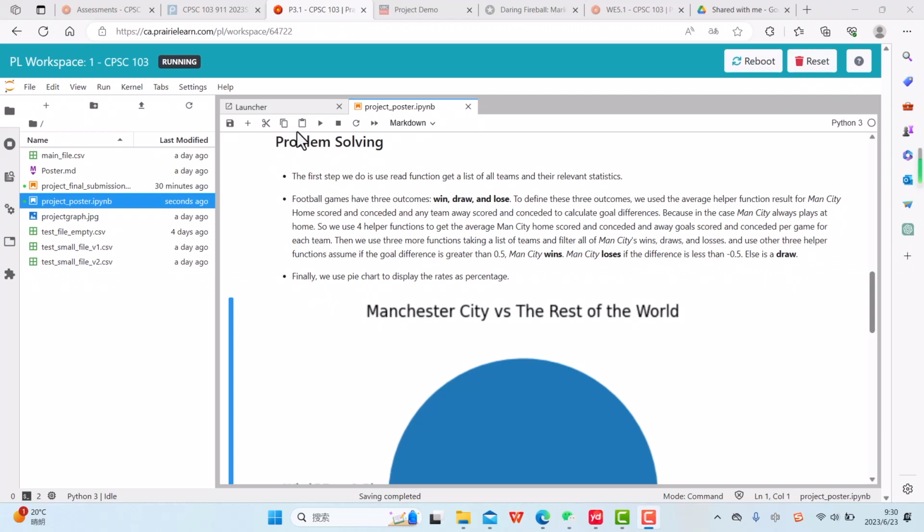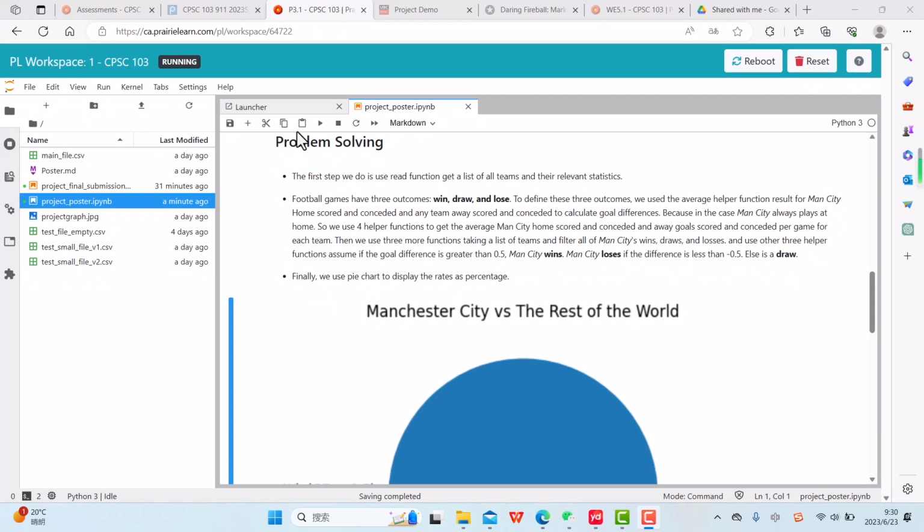and their relevant statistics. A football game has 3 outcomes: win, draw, and lose. To define these 3 outcomes, we use the average helper function results for Man City home scored and conceded and any team away scored and conceded to calculate the goal difference. Because Man City always plays at home, we use 4 helper functions to get the average Man City home scored and conceded and any other team's away scored and conceded per game.